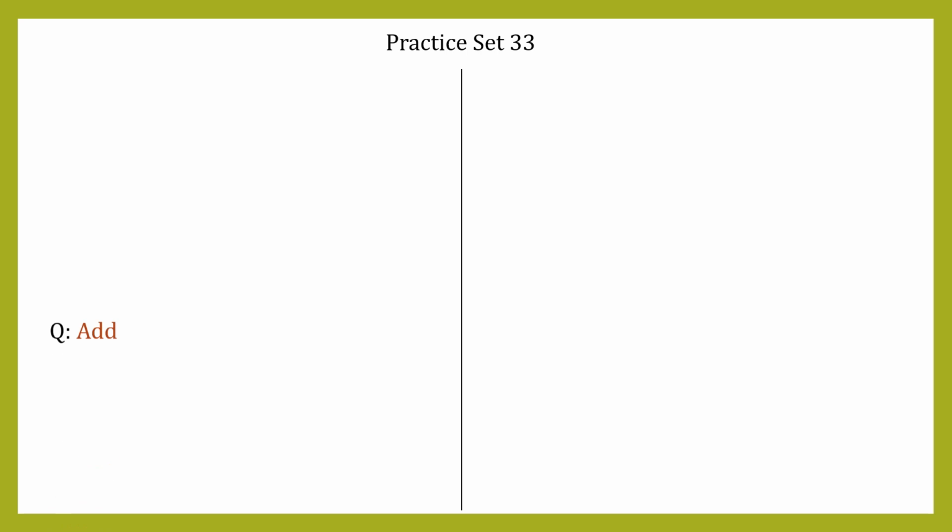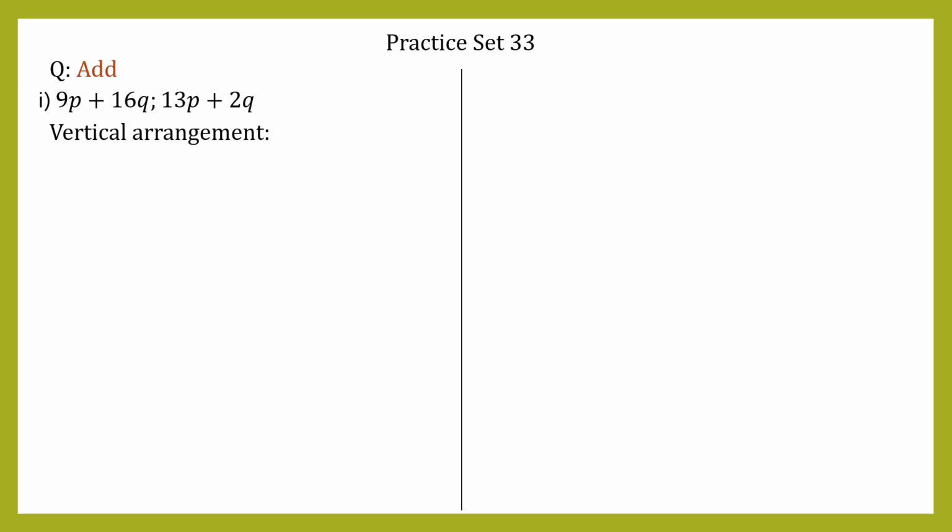Practice set 33. Question is add. First sub question, 9p plus 16q. This is first expression. Second expression is 13p plus 2q. Let's add them. Now, dear children, when we add or subtract, we have two methods, horizontal method and vertical method. So let's learn the first one, that is vertical arrangement.